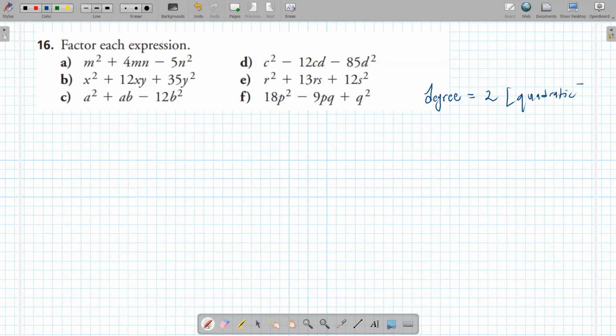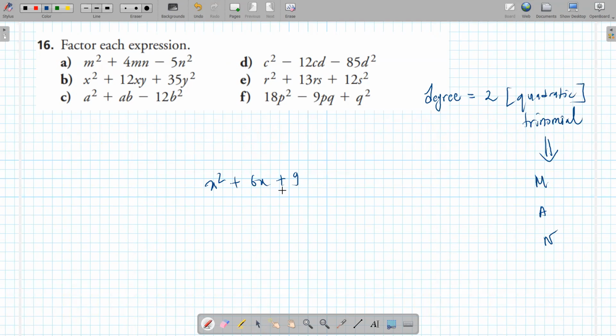How many terms are there? 3. So we have a quadratic trinomial. How do you factor a quadratic trinomial? You use man. Yeah, you use man. But notice in all of these questions, you have 2 variables. We're used to doing x squared plus 6x plus 9 or something. But here, all the variables are multivariables, as in you have 2 variables.